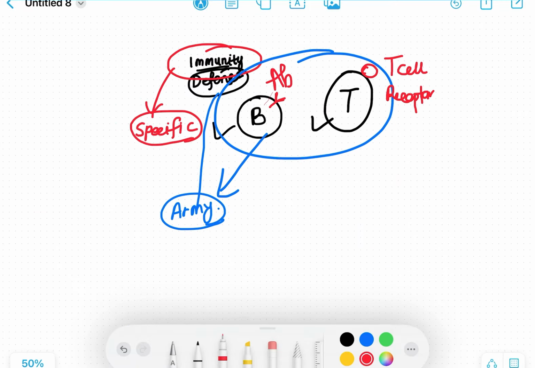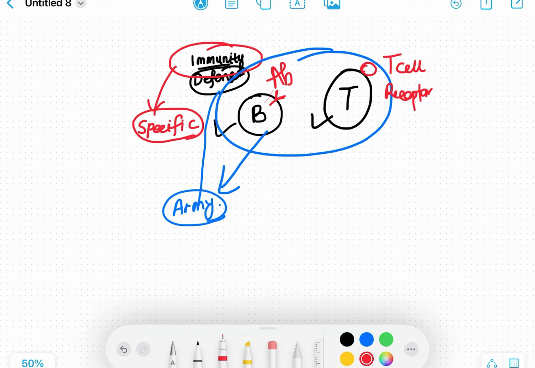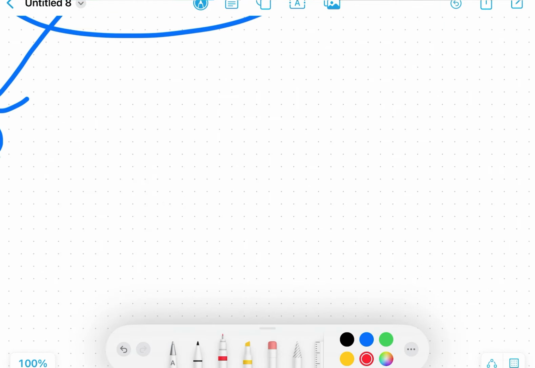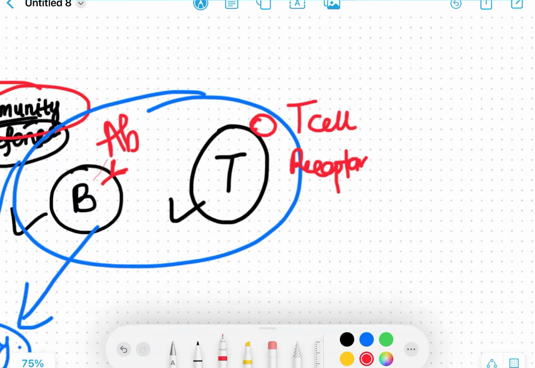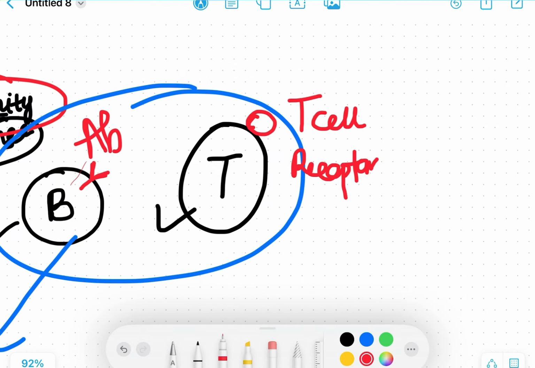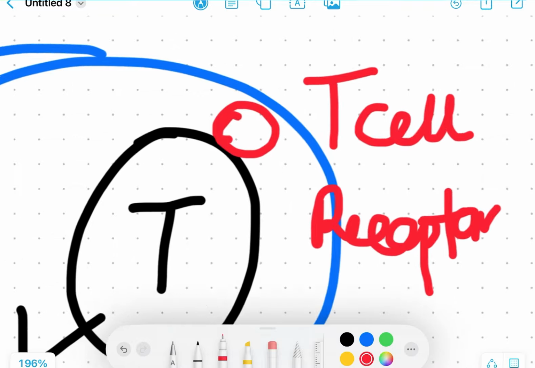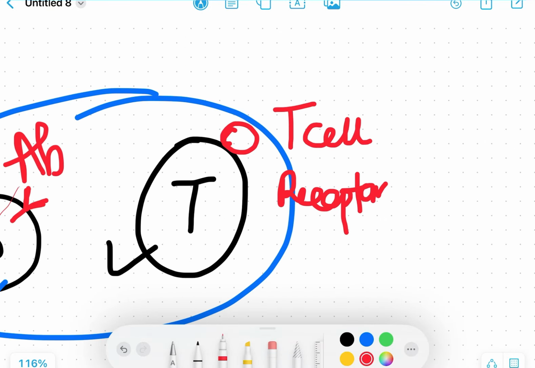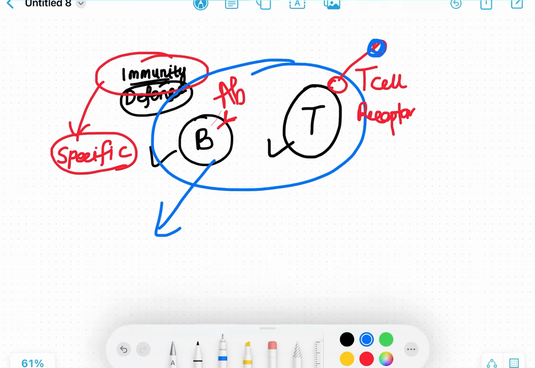So we'll finish all the immunity in one page only. Remember the T cell receptor, it is only for what? Receptor to bind antigen, only antigen. Let me make another color. This is antigen to bind antigen.